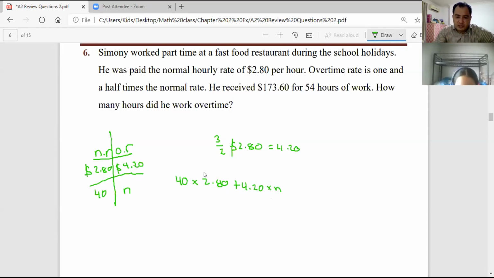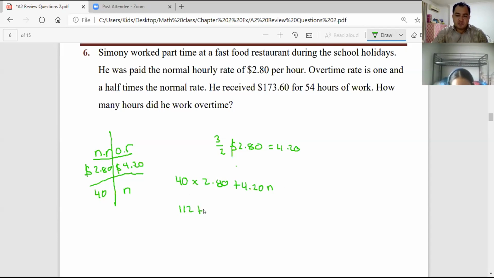Now, when it is N, Shahina, we don't have to write the cross because we understand that this variable is multiplied by 4.20, right? But here we use it because we have a decimal point, so as not to get confused. So what is 40 times 2.80? That is 112. Plus.